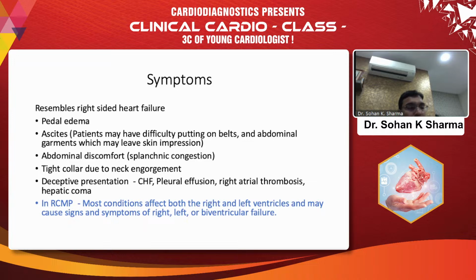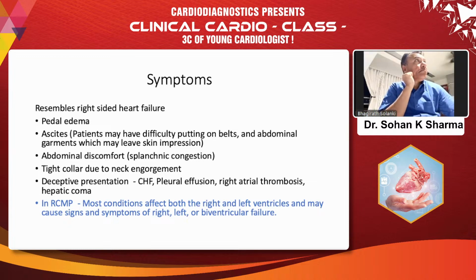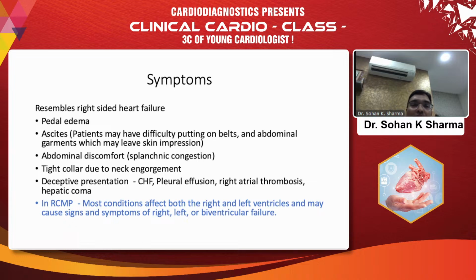As far as the symptoms are concerned, these diseases generally present as right-sided heart failure, like pedal edema, as in our case. Ascites, the patient may have difficulty in putting on a belt and abdominal garments, which may leave skin impressions. That is the history given by the patient. Abdominal discomfort because of splanchnic congestion, tight collar due to neck engorgement. Some uncommon or deceptive presentations like CHF, pleural effusion, right atrial thrombosis, as commonly seen in restrictive cardiomyopathy, and hepatic coma. In restrictive cardiomyopathy, most conditions affect both right and left ventricles, so signs of biventricular failure are possible in restrictive cardiomyopathy.